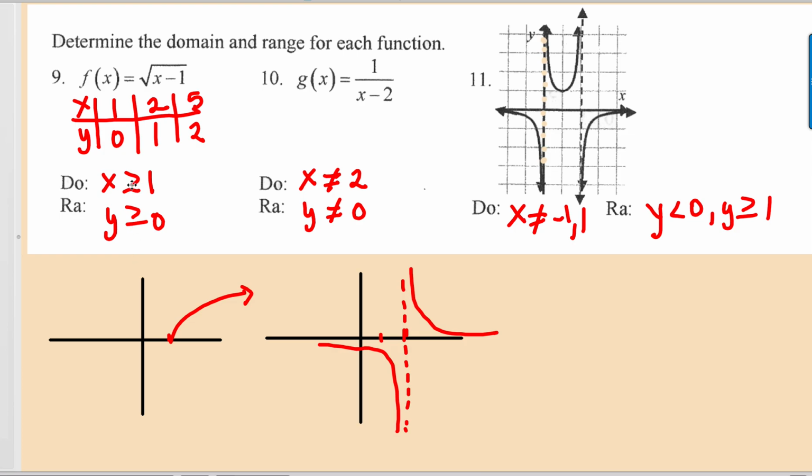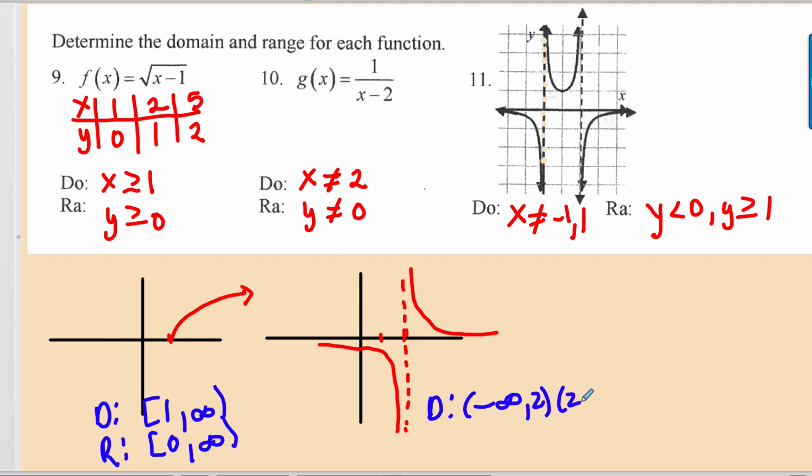I'm very accepting of this as the domain. If you like interval notation, certainly you can use interval notation, and the domain would be written like brackets 1 to infinity, and the range would be written as 0 to infinity. Over here in number 11, this is the reciprocal function that's been translated over 2 units. If you like interval notation, it will be negative infinity to 2 and 2 to infinity. And for the range, negative infinity to 0, and 0 to infinity.